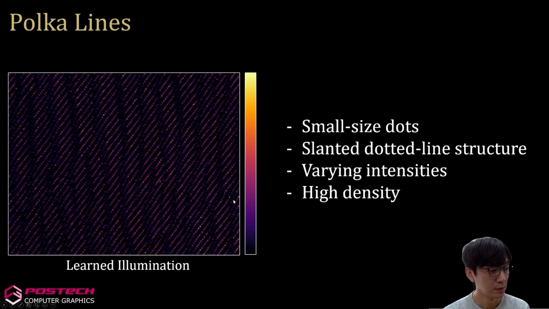So this is the result. As a result of our computational end-to-end optimization of illumination and reconstruction, we obtain this interesting illumination pattern, which we call polka lines, right? And as the name suggests, this polka line illumination pattern consists of small-sized dots slanted along a certain direction, and it has varying intensities inside each of these slanted dots, right? And at the center, some dots have high intensity, and some other dots have low intensities, and it has very high density for sure.